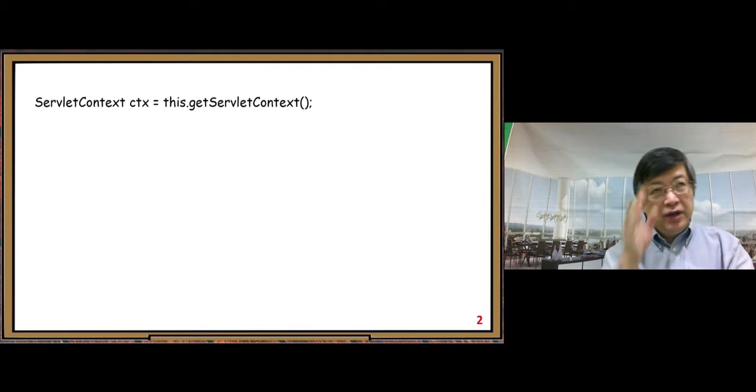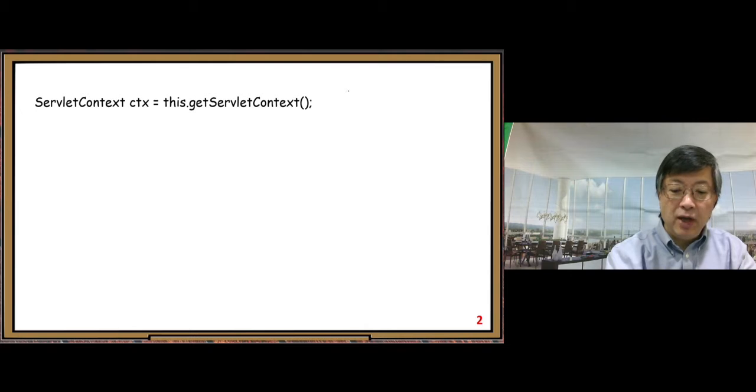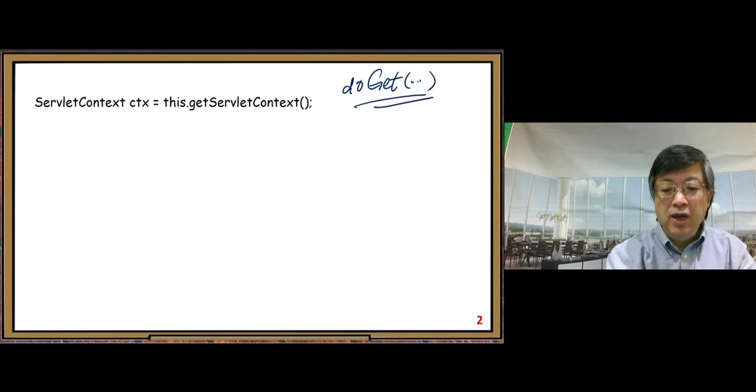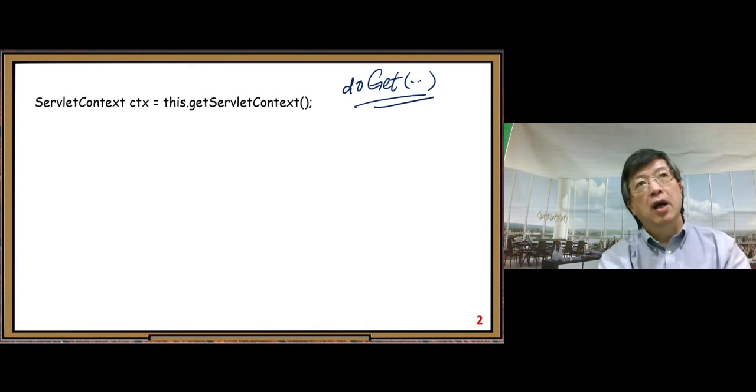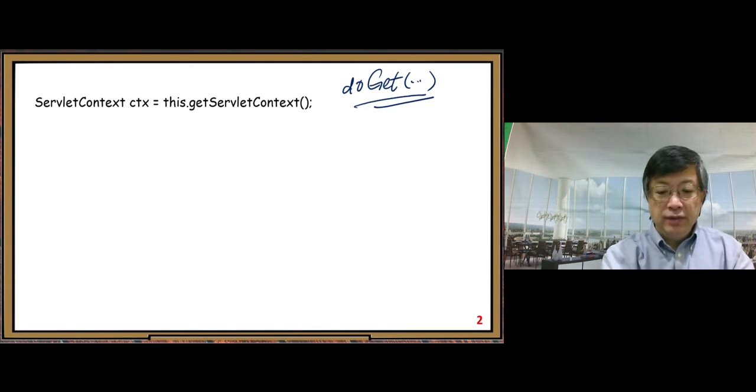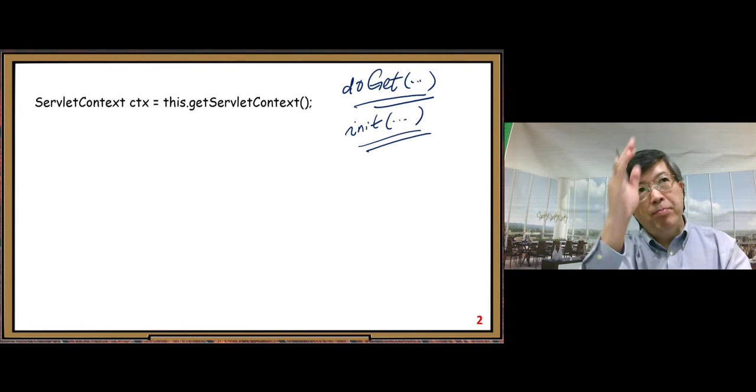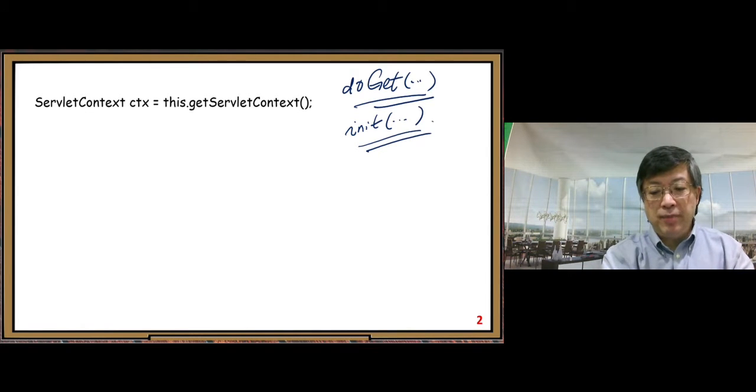In order to retrieve these numbers, I do this in the doGet method in this sample B. Later, in our sample D, I will do it in the init method. For this one, I do it in this method.